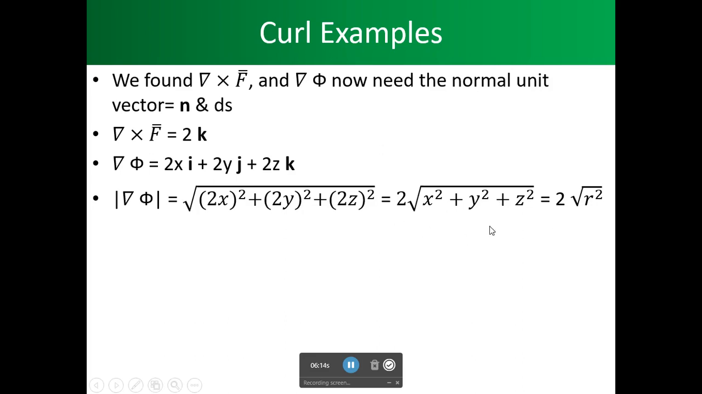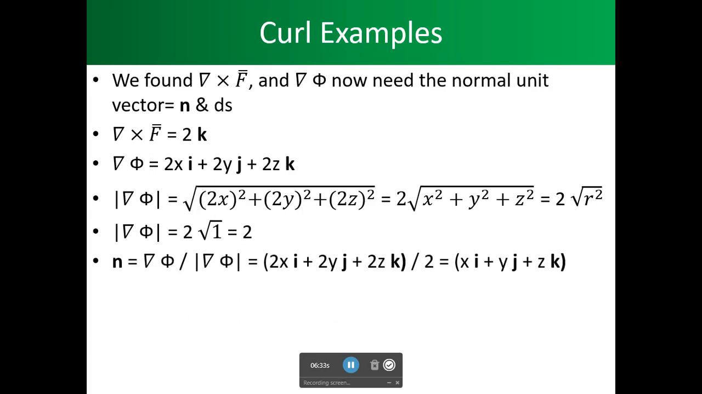Original formula for a what? For a circle. Okay, x squared plus y squared plus z squared. That's all of r squared. We know r is already equal to 1, so that's 1. So now the square root of 2 times the square root of 1, which is equal to 2.